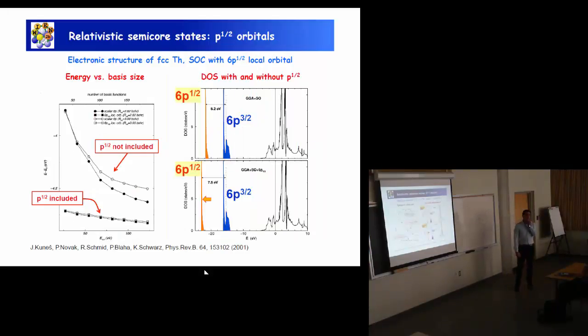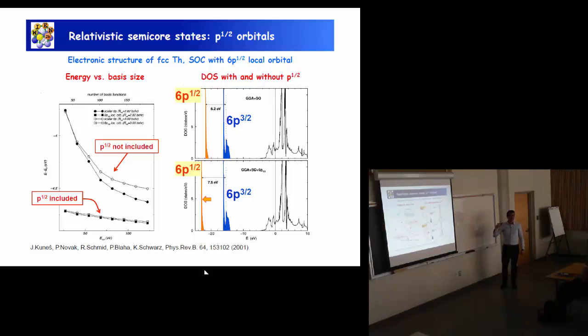So, local orbitals. As I was saying to you, we are doing LAPW1. LAPW1 will give you your wave function, and this will be used as the basis set of your spin orbit calculation. But in this function, you do not have the P1/2 function. So if you want to do your calculation in a more efficient way, you should include these P1/2 orbitals in your calculation using local orbitals.